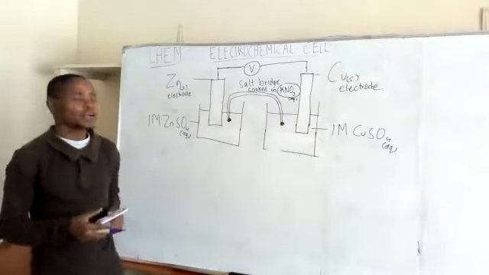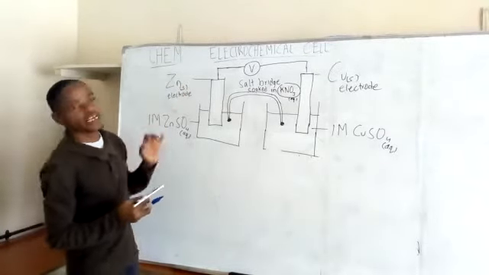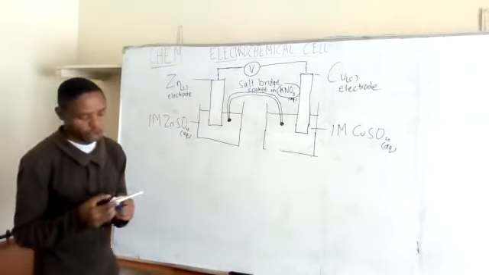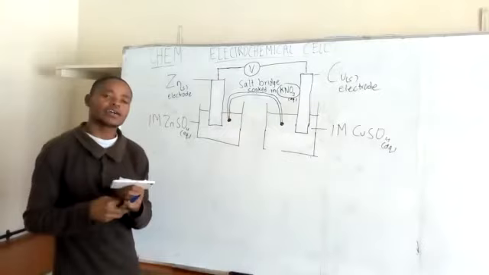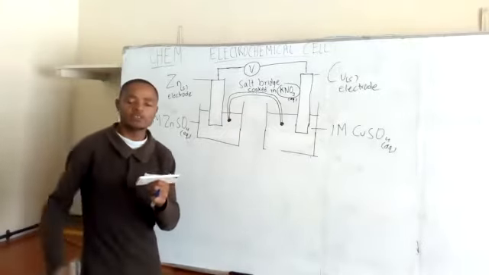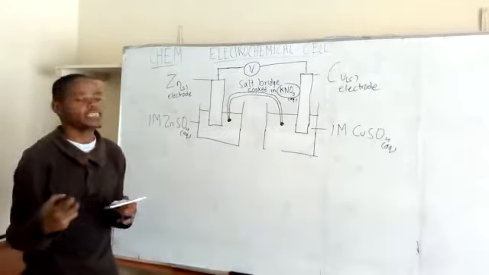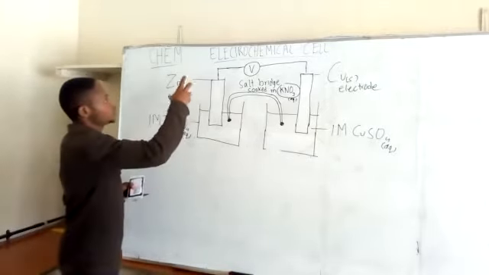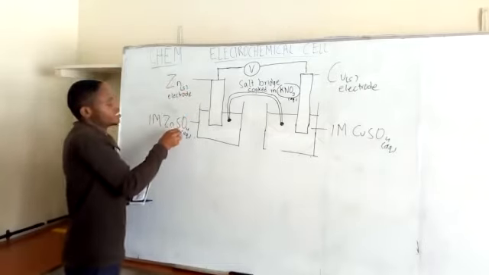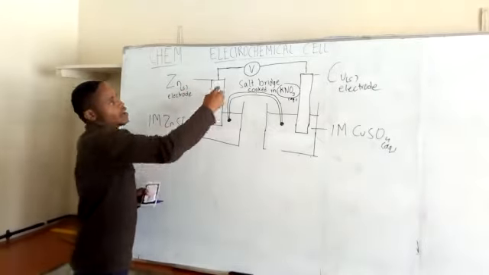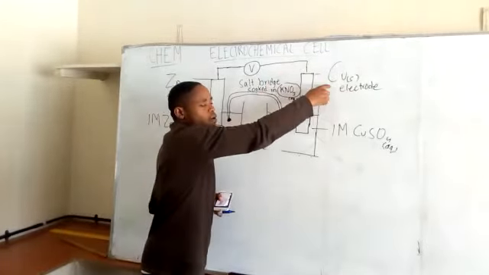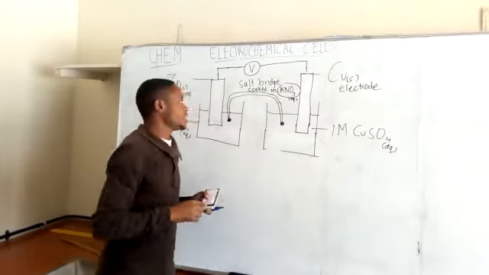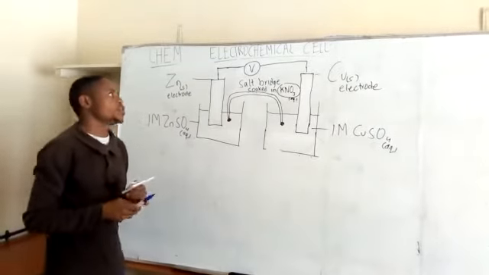Welcome back. I want us to continue and see how an electrochemical cell works. We're going to look at how different metals have different tendencies to ionize. In my example here, I've used the zinc metal, zinc ion half cell. I've connected it to the copper metal, copper ion half cell. Then we are going to see how it works.